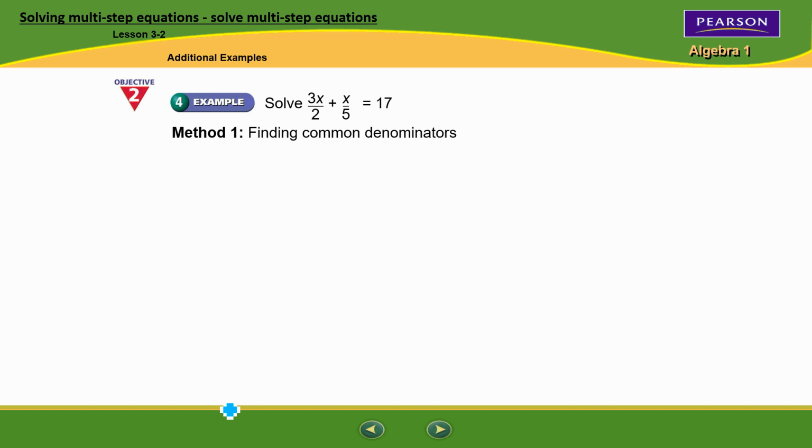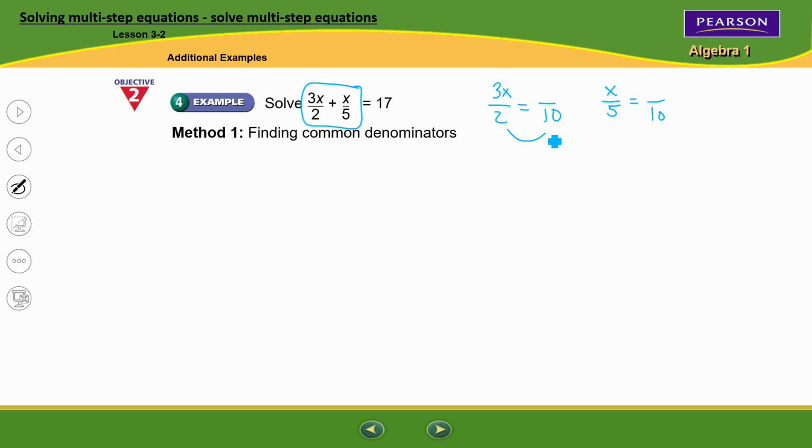Okay, so finding common denominators, like I was talking about before. 2 and 5. Finding a common denominator in this case, the quickest way to do it is to multiply the two denominators. 2 times 5 is 10. So I want to change them both into 10s. 3x over 2, I want to make that a 10. And x over 5, I want to make that a 10 down there.